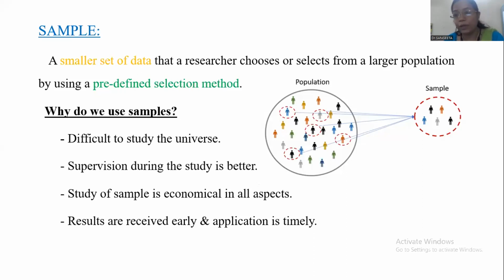And when you're doing a study on a sample, you get quicker results. When the results are quick, the application is quick. Take the COVID vaccine that came: it doesn't mean they tried it on each and every person. They tried it on a sample. When it was proved useful, they gave it to the entire population.